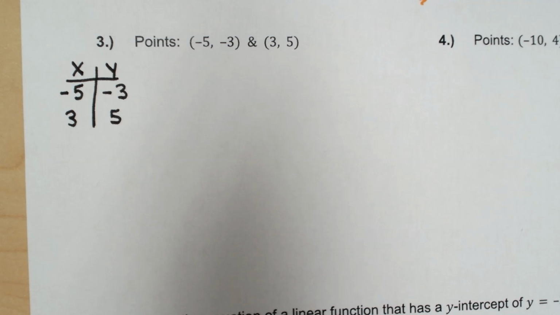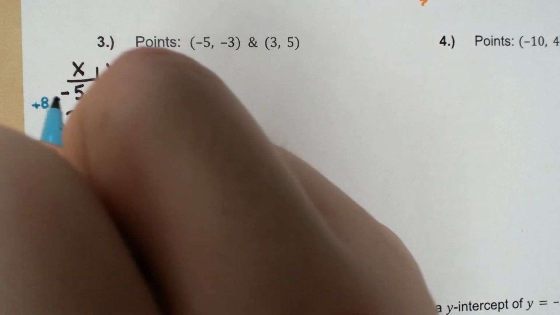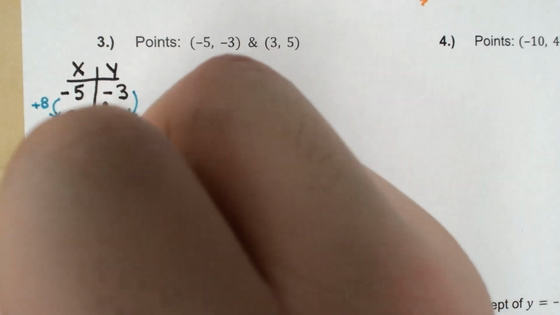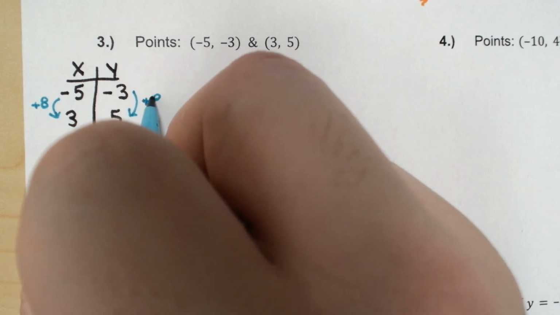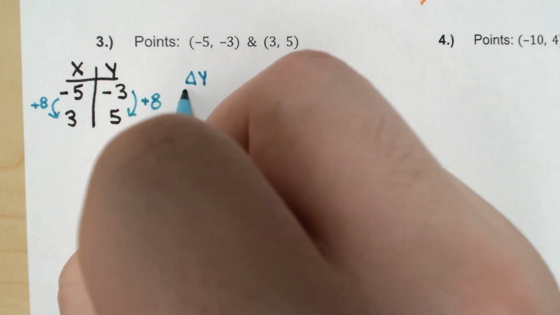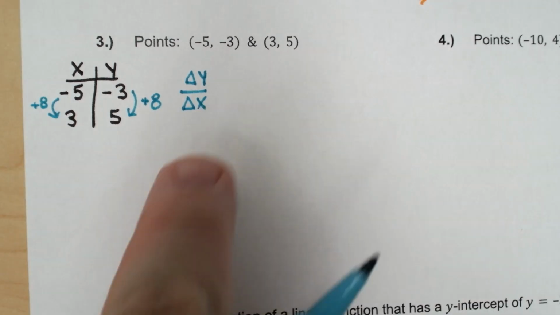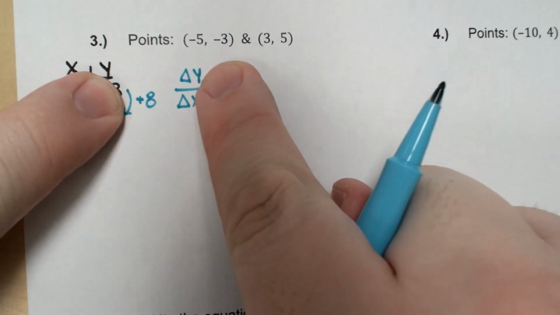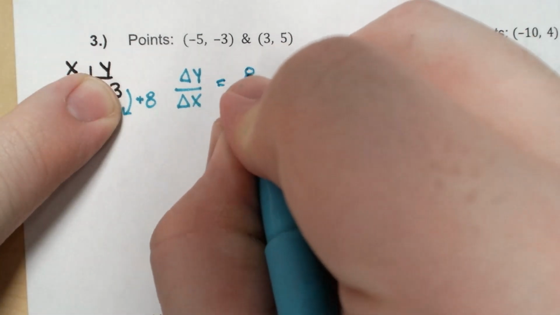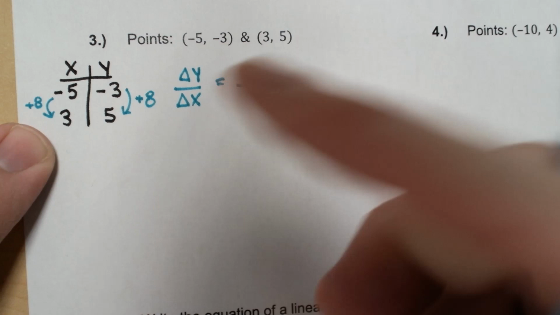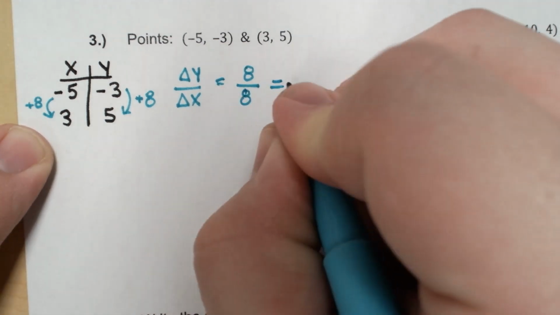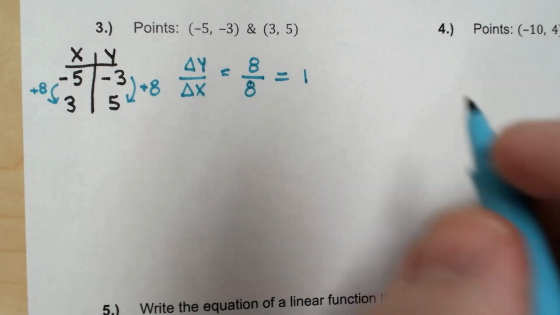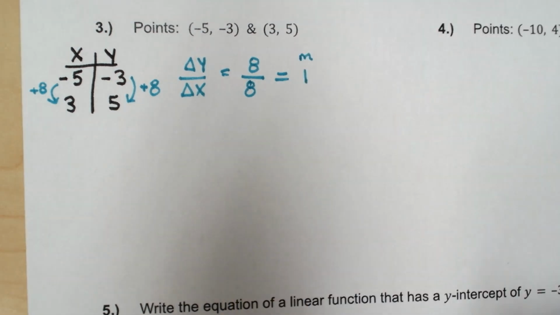And then we just figure out how much the x's change. -5 up to 3 goes up 8. -3 up to 5 is also up 8. And then divide the change in the y values by the change in the x values. Anytime you see triangle y over triangle x, that's just the change in the y values divided by the change in the x values. Well, the change in the y values is 8. The change in the x values on the bottom is also 8. And 8 divided by 8 is 1. So now I know my slope is 1.